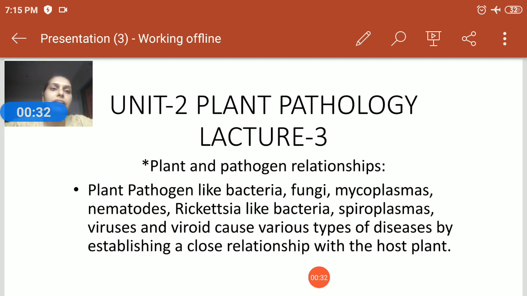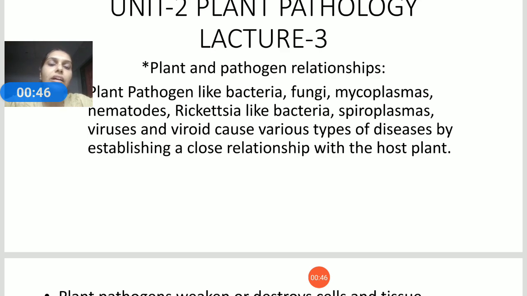Plant pathogens like bacteria, fungi, mycoplasmas, nematodes, rickettsia-like bacteria, spiroplasmas, viruses and viroids cause various types of disease by establishing a close relationship with the host plant. We already know that plant disease occurs through the relationship between the plant host and the pathogen, right? Any pathogen which has a close relationship with the plant causes plant disease, right?